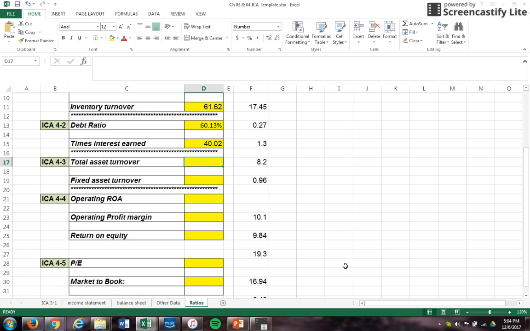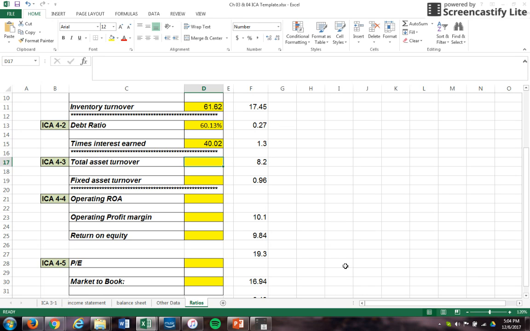We're going to look at ICA 4.3, continuing our look at financial ratios. For this practice, we are looking at asset management efficiency ratios, which measure how effectively management has been at utilizing the assets that they have to generate sales. So we're going to look at two asset management ratios. We're going to look at total asset turnover and just fixed asset turnover secondly.